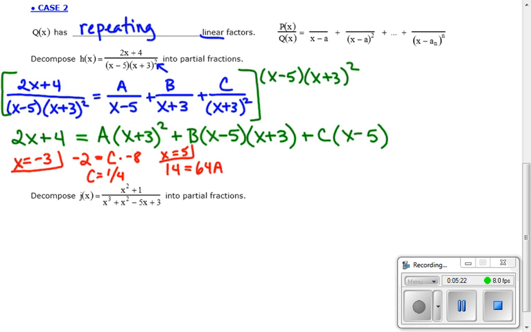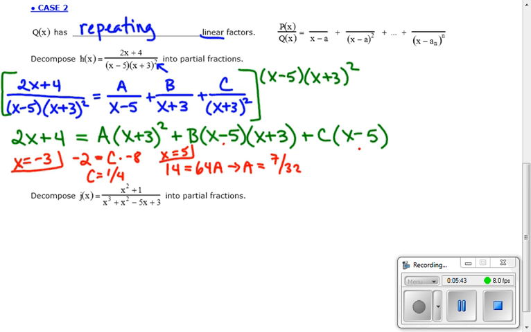But then the 5 is going to kill the x minus 5 of the b and the x minus 5 of the c. So we're done, and we would get that a equals, when I divide by 64 and simplify, 7/32. Great, yay, we did it.